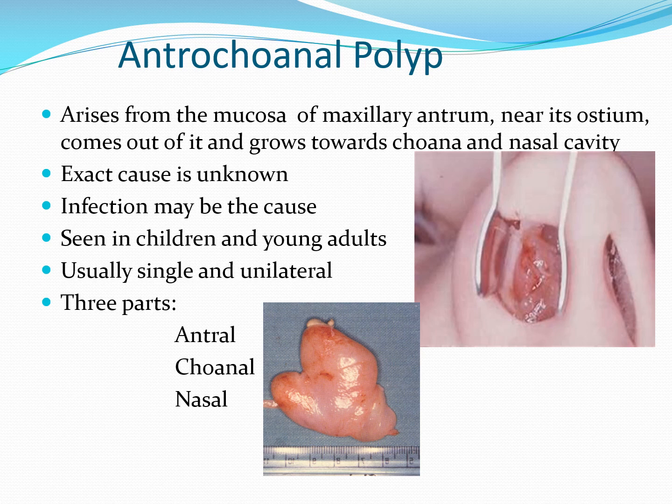Enterochoanal polyp is a unilateral polyp. It arises in the maxillary sinus, comes out of the natural ostia, and then grows towards the choana, that is the posterior aperture of the nasal cavity. So it has three parts: antral part, choanal part, and nasal part.